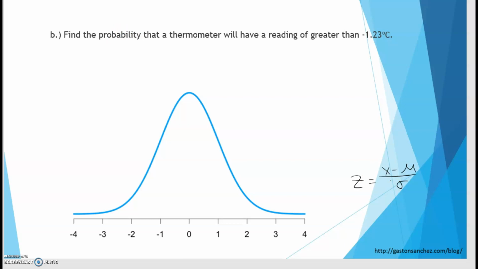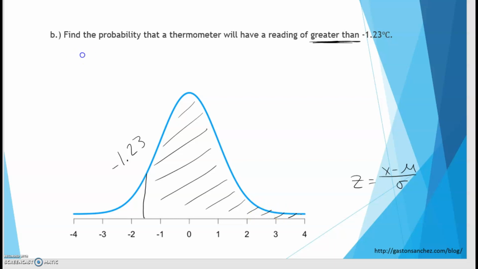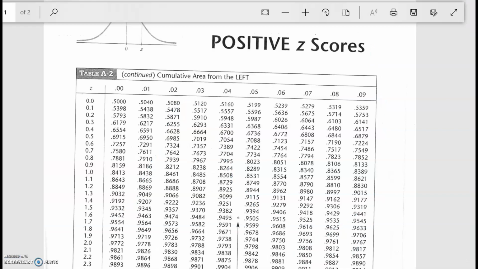Okay. So part B, find the probability that a thermometer will have a reading of greater than negative 1.23. So that would be about there, negative 1.23. And we're trying to find a reading of greater than that number. So I'm looking at the area to the right. We already said that this is our z-score. So we can go ahead and go to our z-score table.